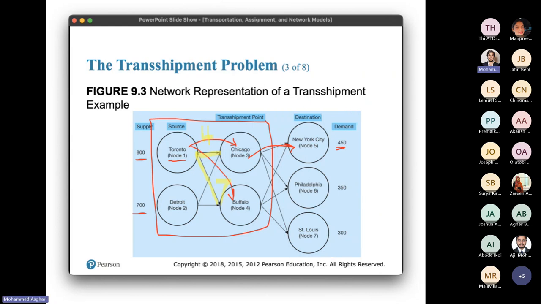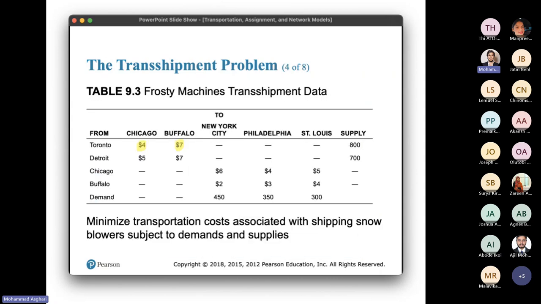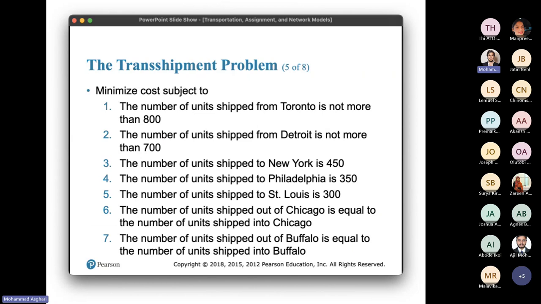Let me erase some here. We have some constraints that we should meet. So the objective function is minimizing total cost subject to these constraints. We have two suppliers. We cannot exceed the capacity of them. These are related to supplier constraints. The number of units shipped from Toronto cannot be more than the capacity of production in Toronto.